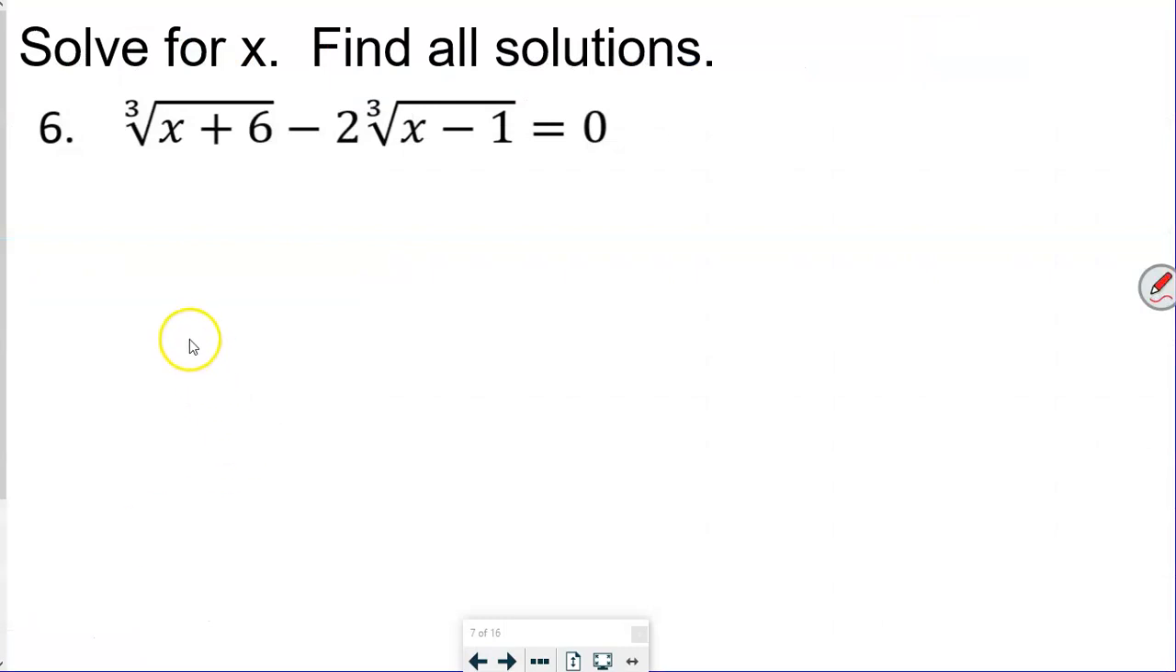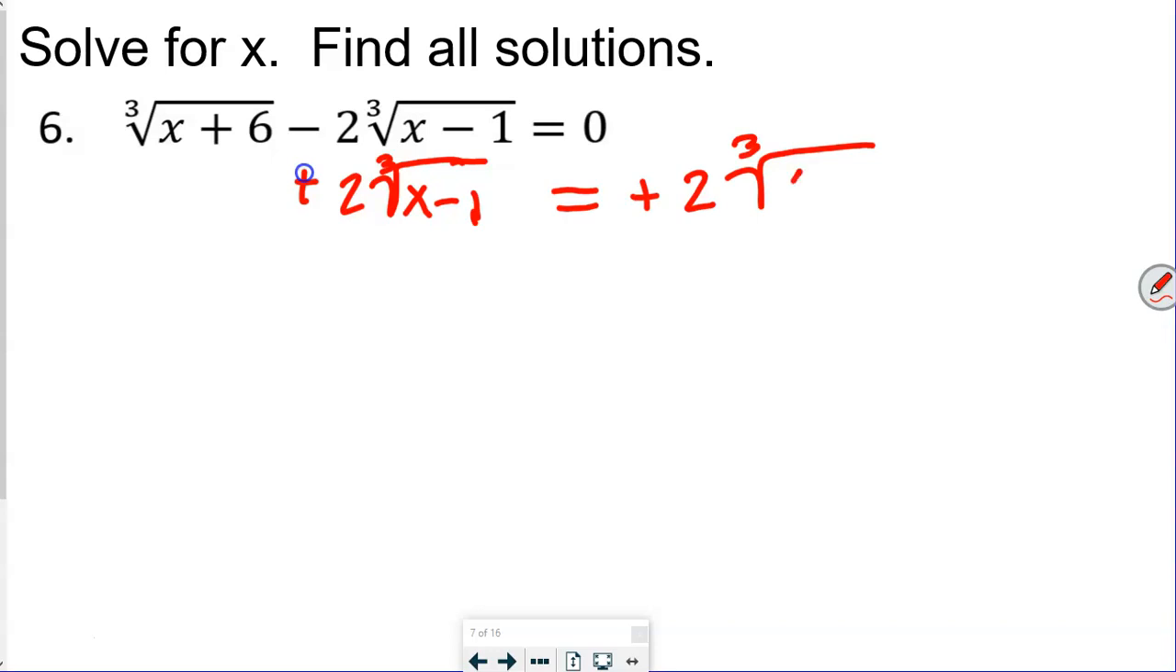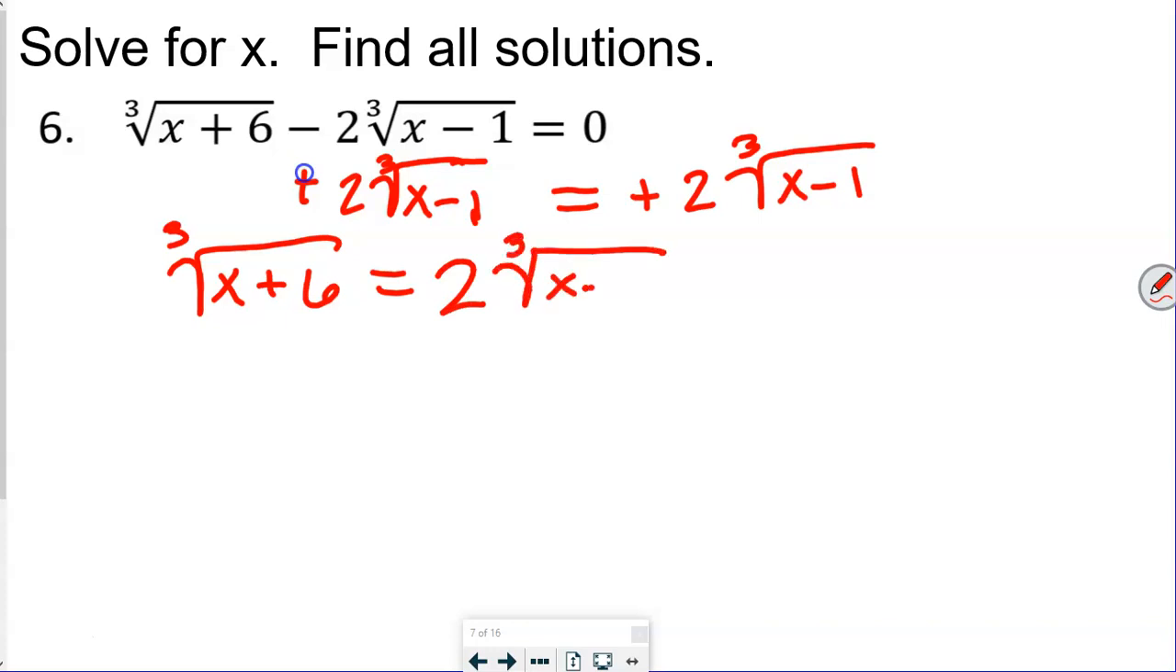So now we're going to do this cube root problem. Okay, so here again, the first thing I'm going to do is add that 2 cube root of x minus 1 to both sides, because I'm going to get it over here. So it's going to be plus 2 cube root of x minus 1. Sorry, I can't talk today. So this is where we're at then with this one: 3 times the cube root of x plus 6 is equal to 2 times the cube root of x minus 1. So now what we're going to do is we're going to cube both sides.